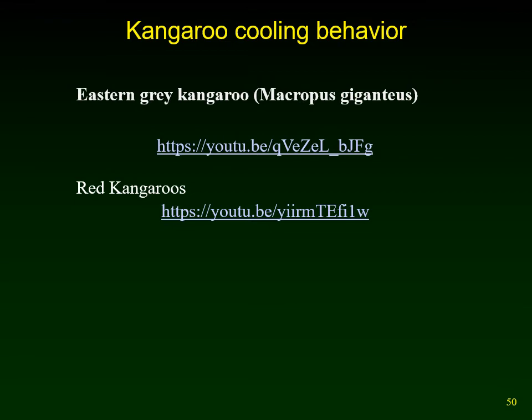But these are a couple of really cool examples of kangaroos in Australia living in hot deserts and the mechanisms they use for cooling themselves. So take some time, watch these two YouTube videos, one on the eastern gray kangaroo and one on the red kangaroo. We'll be talking about these kangaroo species in a later chapter, and take a moment and stop the video and watch these two examples, which are very interesting ways of the kangaroos cooling themselves.